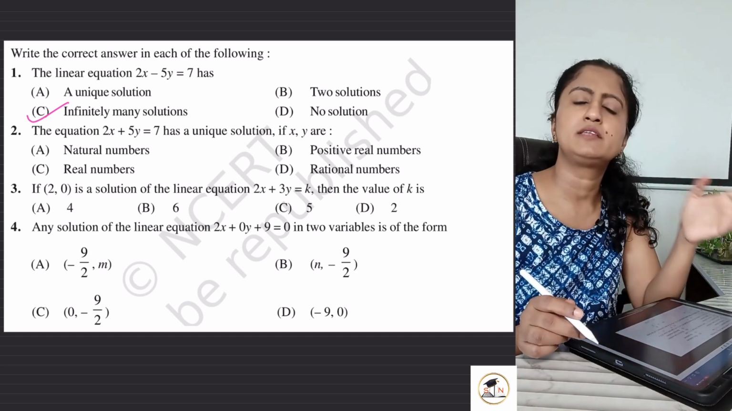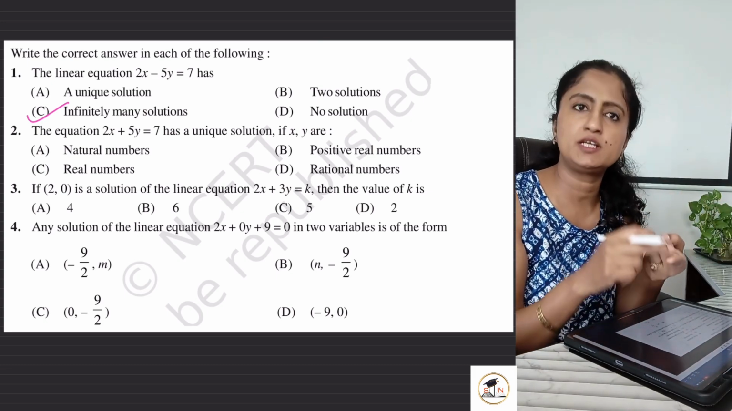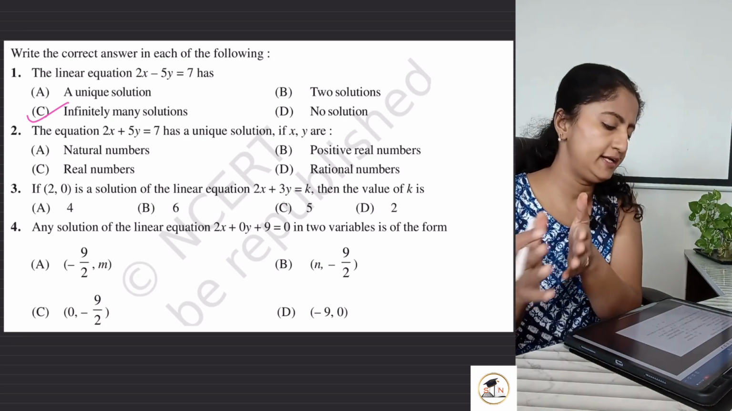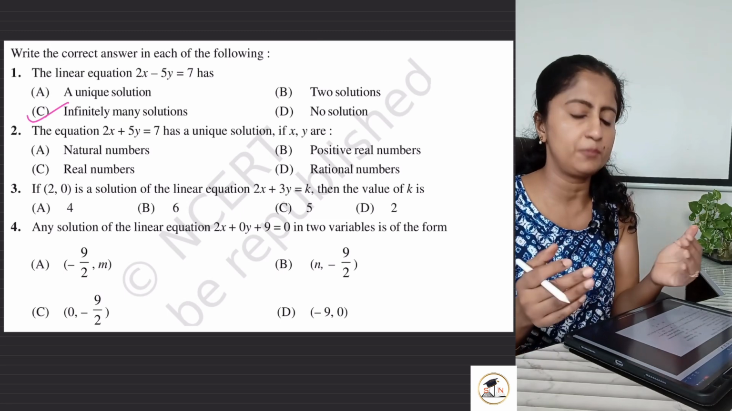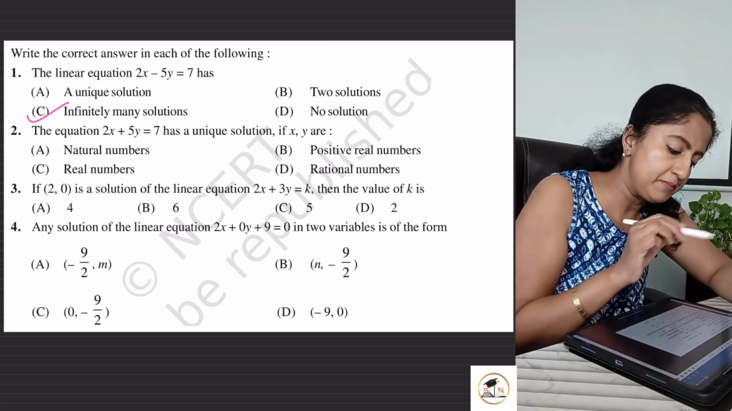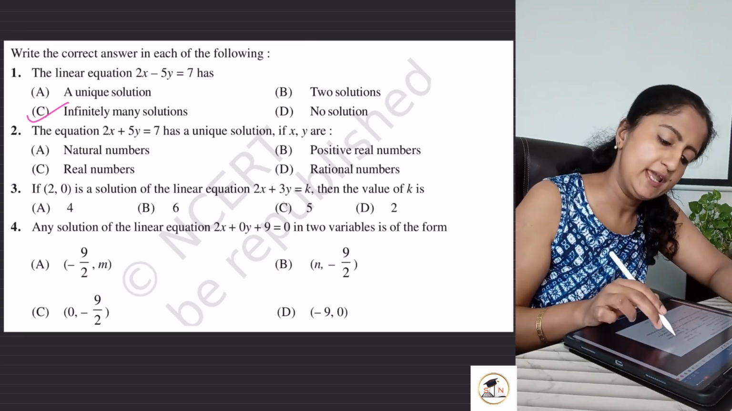Positive real numbers. That means we're talking about all the numbers. It can be decimal, it can be rational, it can be anything which is positive, greater than 0, right? And then real numbers, you know, rational is rational. And then the option is rational, p by q form. Okay. So now, अगर हम इसमें x is equals to 0 डालते हैं, right? I'm just showing it to you. X is equals to 0.